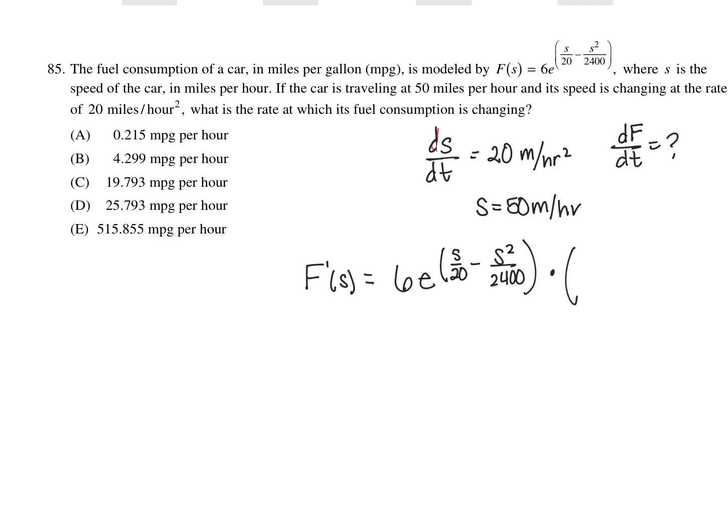Because I need to then take the derivative of that. So I would take the derivative of this, which the derivative of s over 20 would be 1/20th times ds/dt. Are we doing this by hand? No. Well, you're right. What you plug in. But that's the thing, I was trying to decide what I would plug in. Minus 2s over 2400.